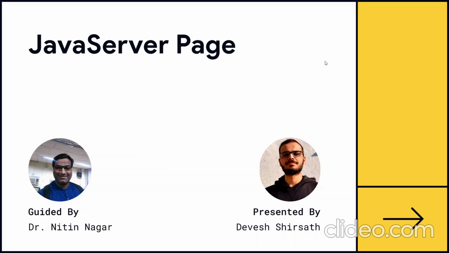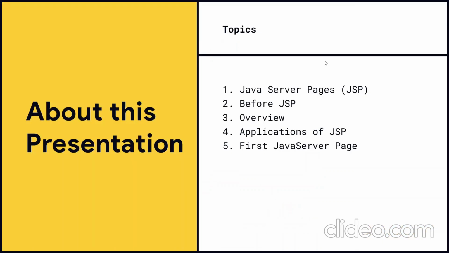So, the topics that we are going to cover are JSP and a brief overview, the introduction of JSP. Secondly, the technologies that were classically used before the introduction of JSP. Then the applications of JSP, and at the last, we would take a small example of a first JSP.